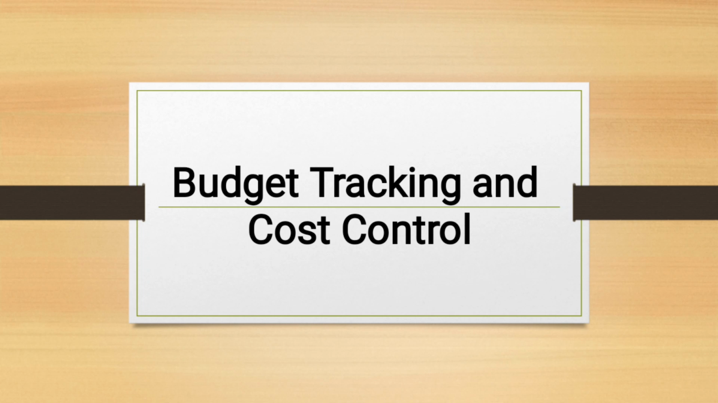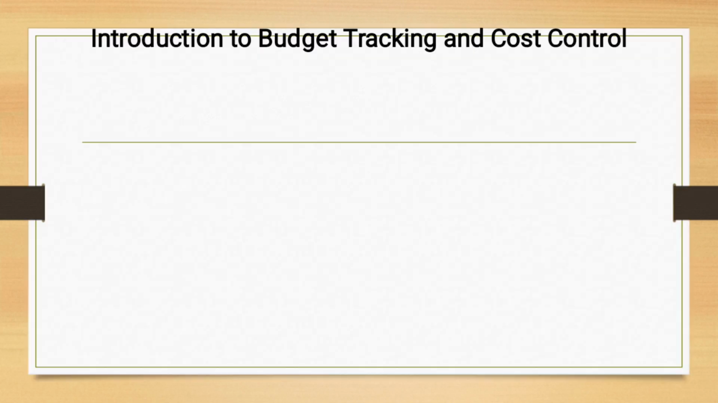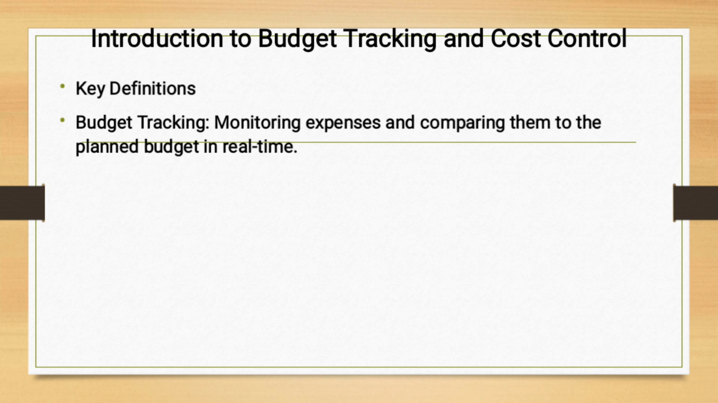We are still on project management. And right now, we are going to discuss budget tracking and cost control. On this one, we need to understand the following key definitions. Number one, budget tracking. Budget tracking is monitoring expenses and comparing them to the planned budget in real time. So this is where you are trying to monitor how you are spending your budget.